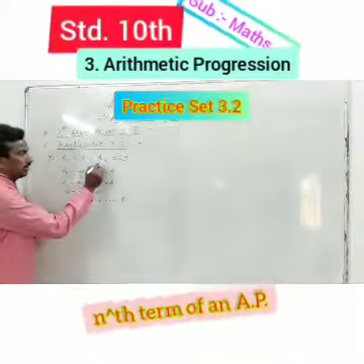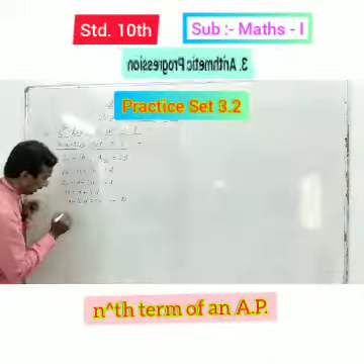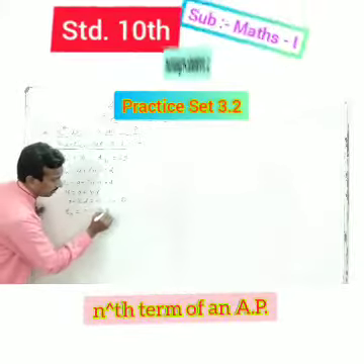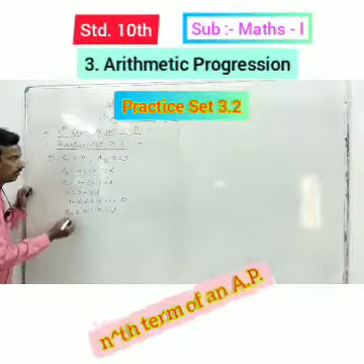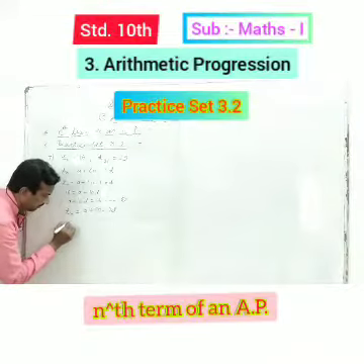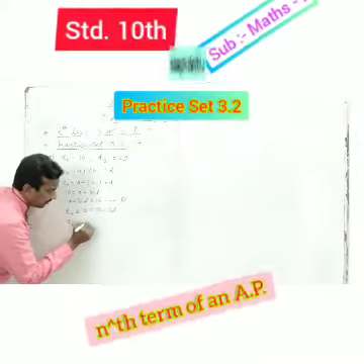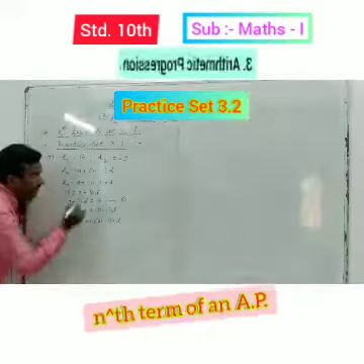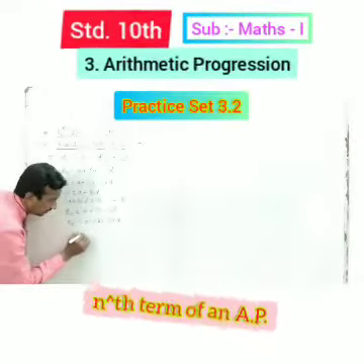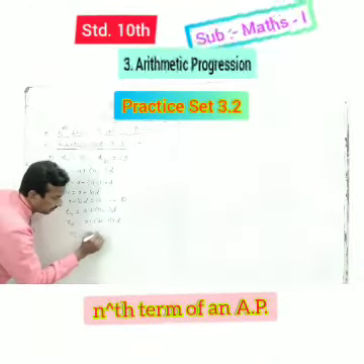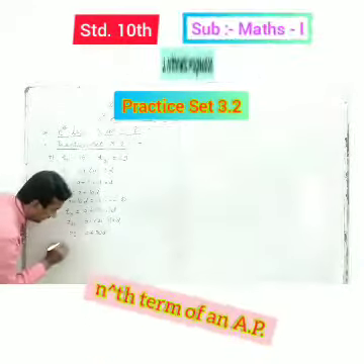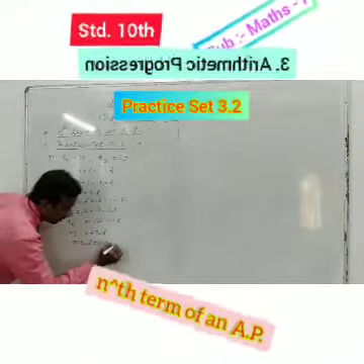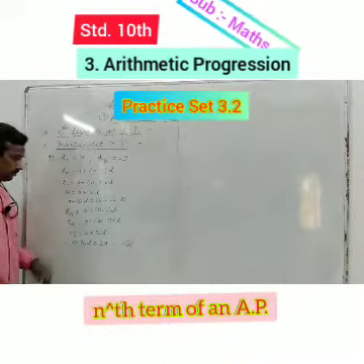Now the 21st term is 29. Again Tn equal to a plus n minus 1 into d. Put the value of n as 21. T21 is a plus 21 minus 1 into d. T21 is 29, so 29 is equal to a plus 21 minus 1, which is 20, into d, 20d. Therefore, a plus 20d is equal to 29. This is equation number 2.